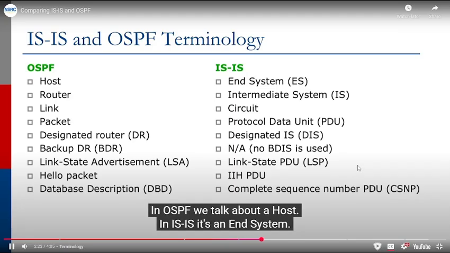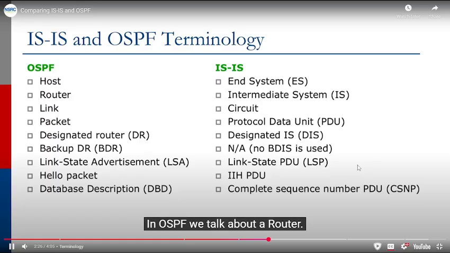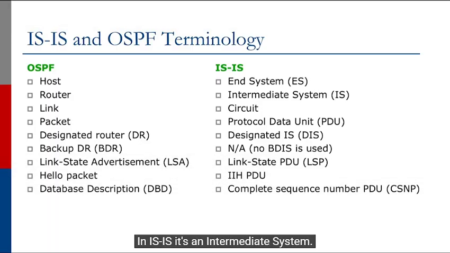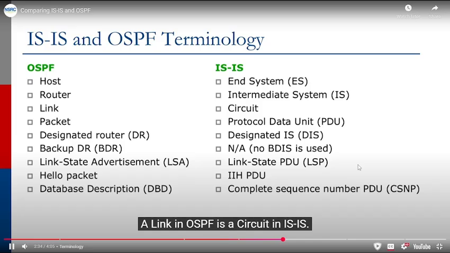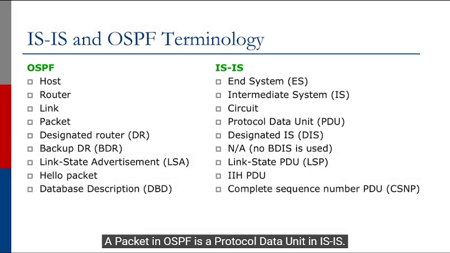The slide shows the different terminologies used in OSPF and ISIS for the same devices. In OSPF, we talk about a host. In ISIS, it's an end system. In OSPF, we talk about a router. In ISIS, it's an intermediate system. A link in OSPF is a circuit in ISIS. A packet in OSPF is a protocol data unit in ISIS.